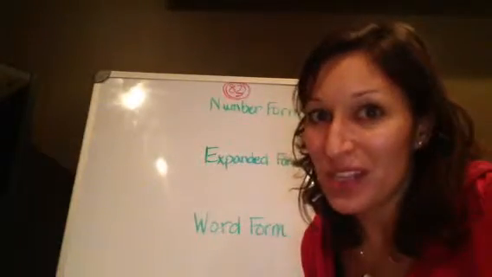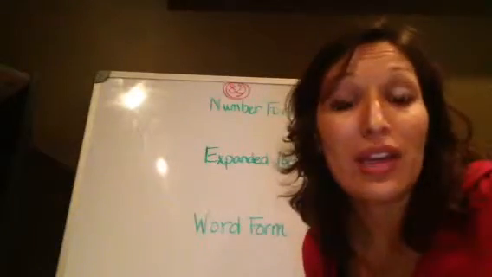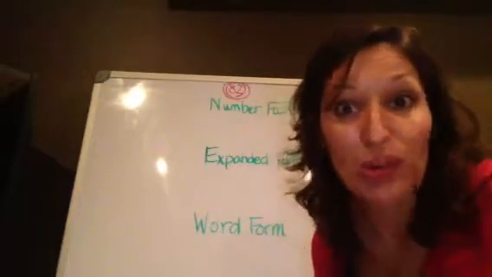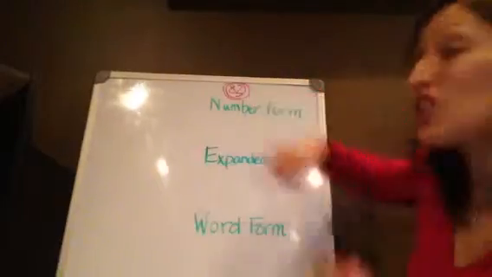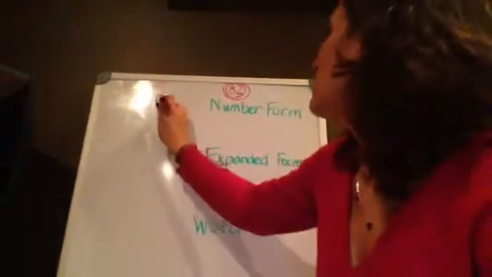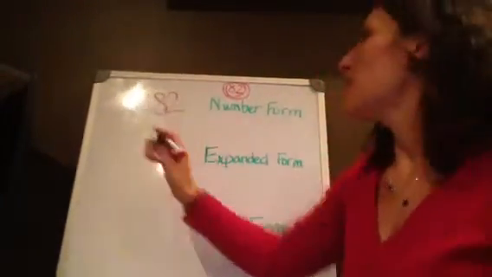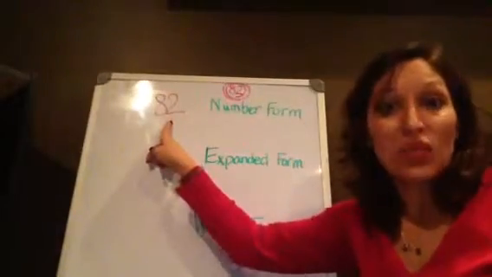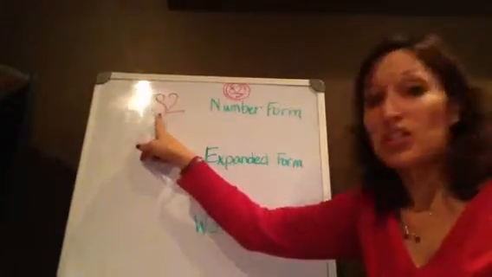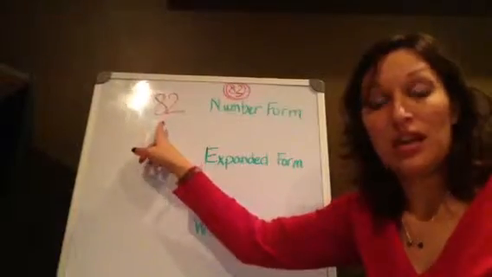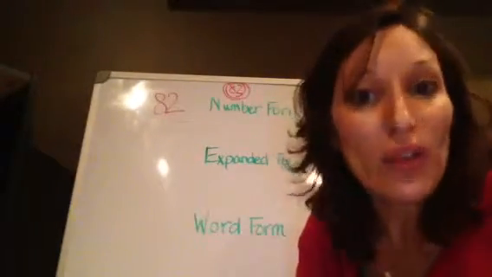The number form of 82, all it has is numerals and digits. Are you seeing what I'm seeing? The number 82 is written in numeral form already on our board. 8 and a 2. This is how easy it is to write number form. The number form is just the numerals.